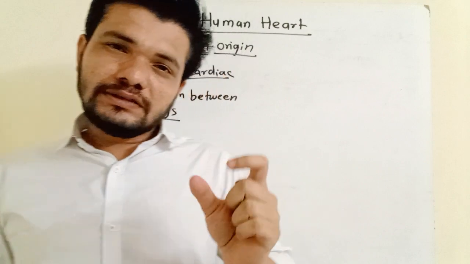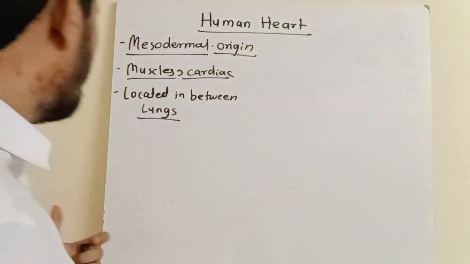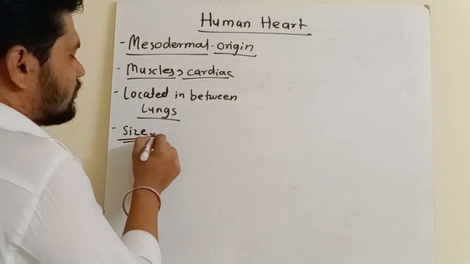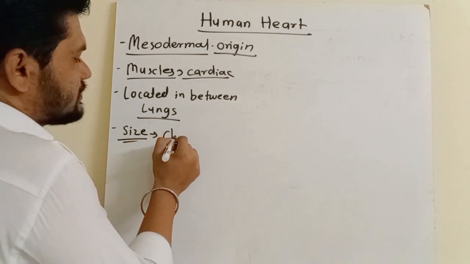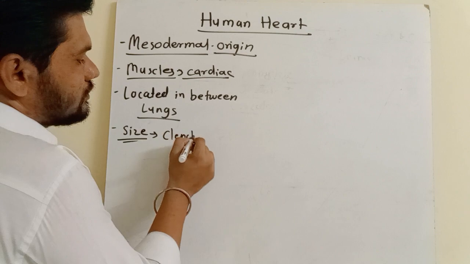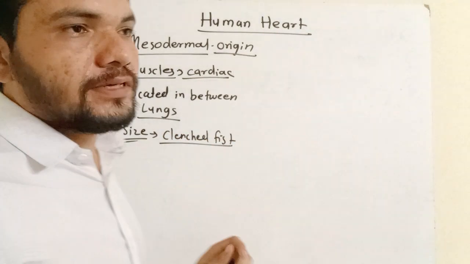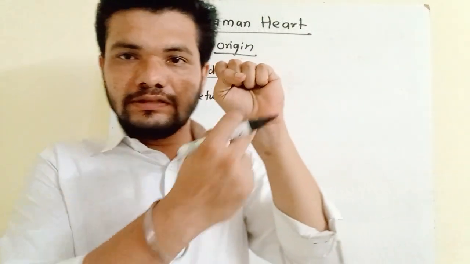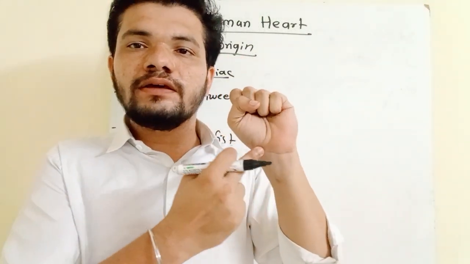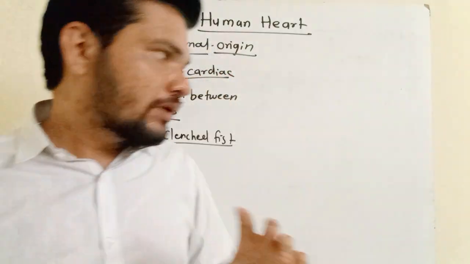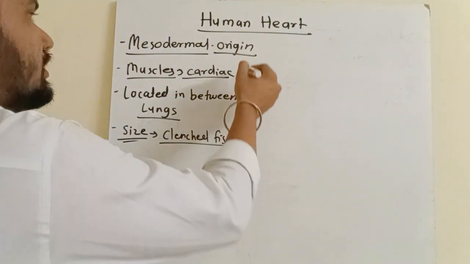Then third thing, if we talk about its size, it is almost the size of a clenched fist. Clenched fist means like this. Your heart size will be around your clenched fist. Now if we talk about its structure, let's talk.